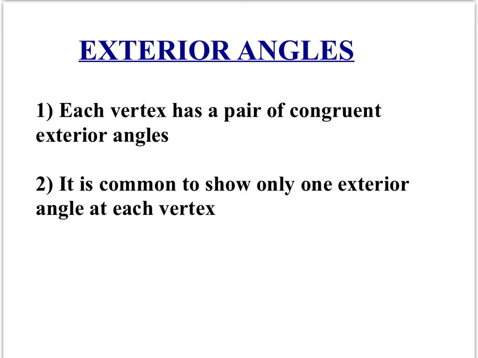Okay, so for exterior angles, each vertex has a pair of congruent exterior angles. And when we're talking about a vertex, it's where those two sides come and meet at a point. So here's the exterior angle. Same thing this way, here's that exterior angle. These will be congruent. And it's common to show only one exterior angle at each vertex. So what I did here is uncommon. You probably won't see that too often. You probably will see something more along the lines of that.